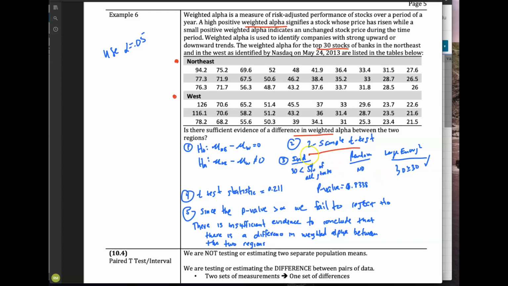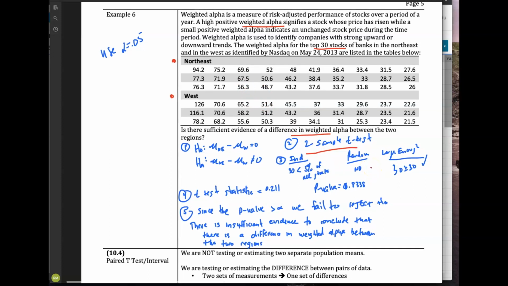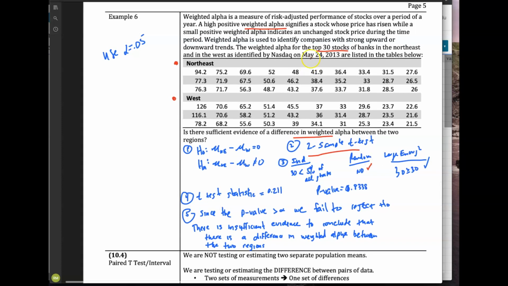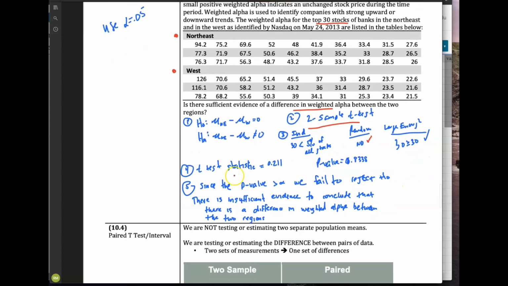In this case, we're assuming that the banks' 30 stocks is less than 5% of all stocks in the country. Those are the financial stocks we're talking about, like the stock market. It's not a random sample. We're looking at the top 30 stocks, so that's okay. It's not really random, and our samples are large enough. And so our test statistic and p-value is what we find.